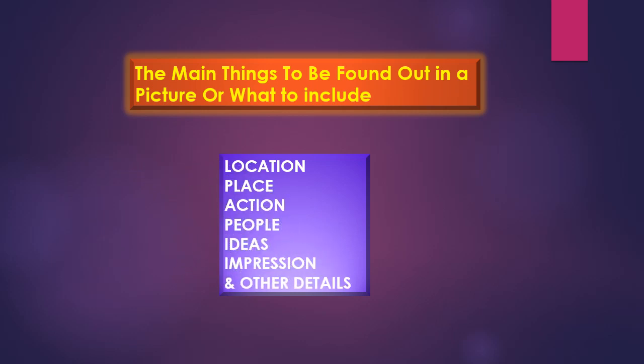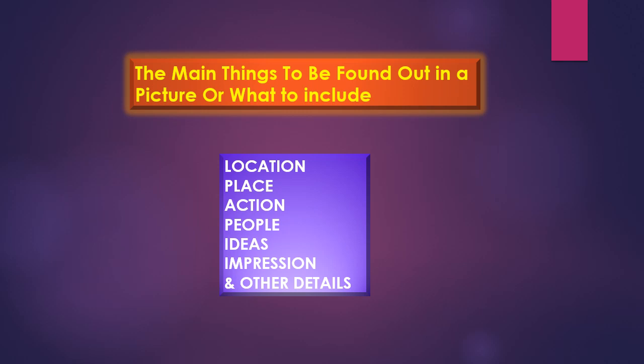Now I am telling you what the students are supposed to observe and find out in a picture. The first one is location. Here the students should describe where things are in the picture. What can they see? Where are the things placed in the picture? The second one is place. Where is it? What's the place? The third thing is action. They should describe what's happening in the picture. What are the people doing?